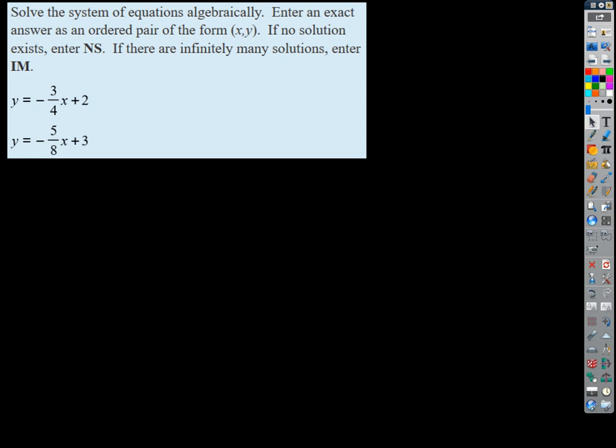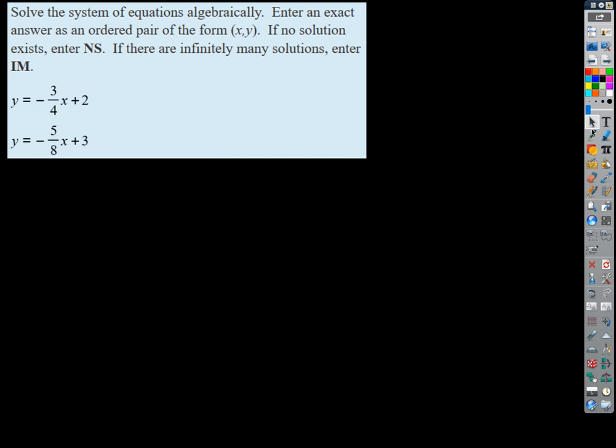Okay, so if we're trying to solve this linear system, which of the two strategies would we use, substitution or elimination? Substitution. How come? Because you have two y's. Okay, because I have at least one variable that's isolated. In this case, I actually have two, right? Even if I just had one, I still would use substitution, right?